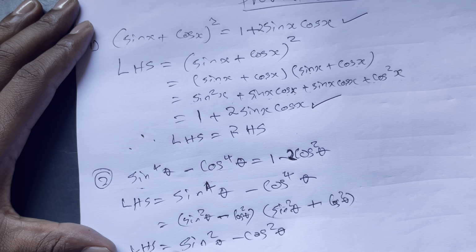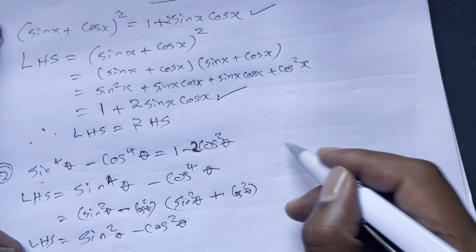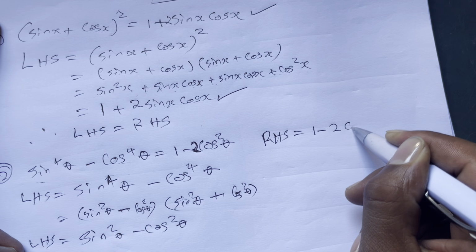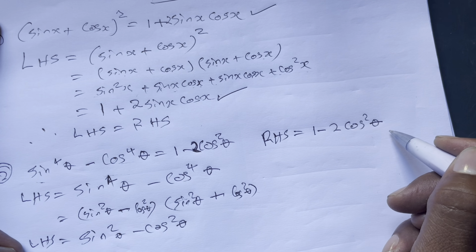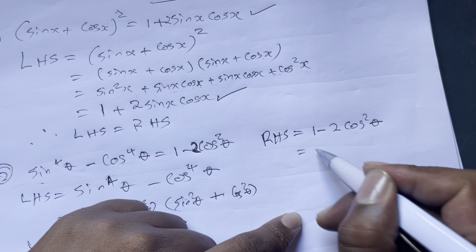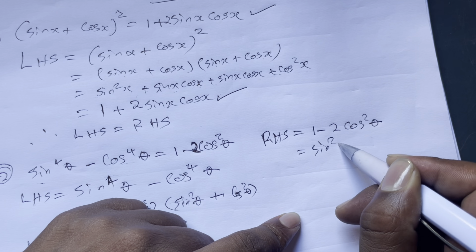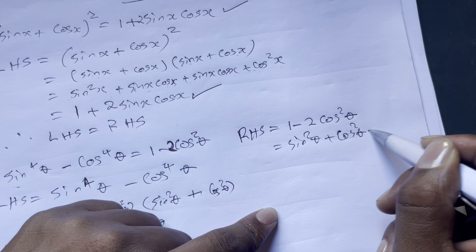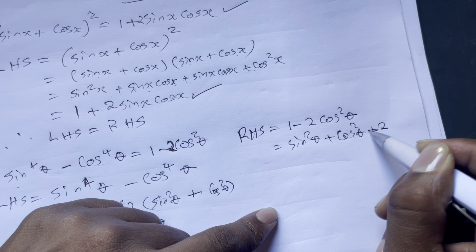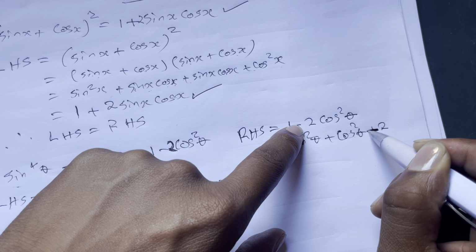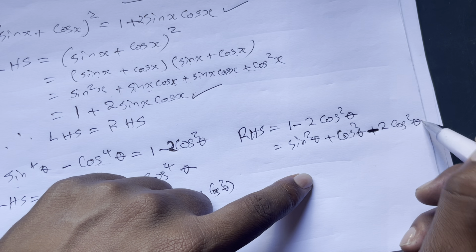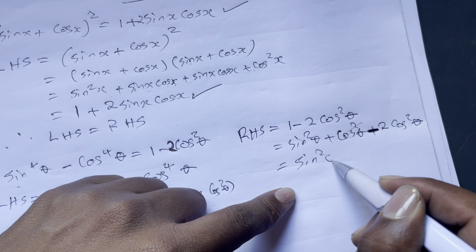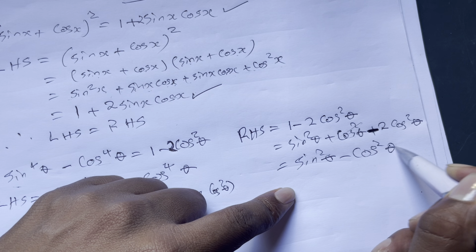This is my left hand side. So I leave it like this, and I go to my right hand side, which equals 1 minus 2 cos squared theta. Okay, so now 1 could be written as sine squared theta plus cos squared theta, minus 2 cos squared theta. So then this and that will give me sine squared theta minus cos squared theta.